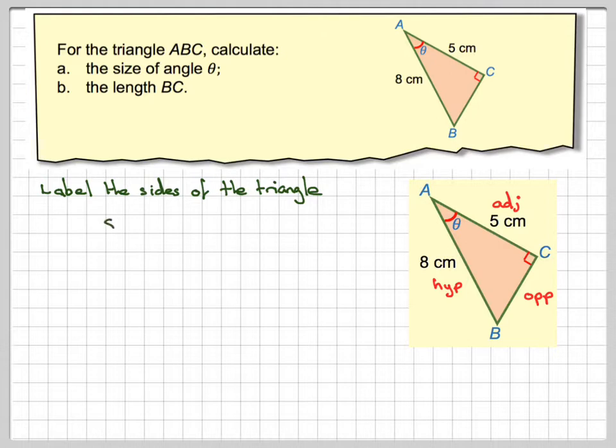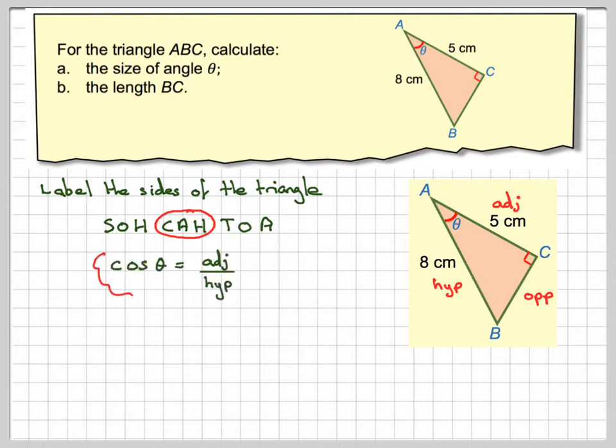And then you will probably remember being taught SOHCAHTOA: sine opposite hypotenuse, cosine adjacent hypotenuse, tangent opposite adjacent. Now we want the size of the angle, and we have the adjacent and the hypotenuse, so we're going to use the CAH, cosine. Write down the rule. Cosine is equal to adjacent over hypotenuse, and then put in the information. Cos theta is going to be equal to 5 divided by 8.